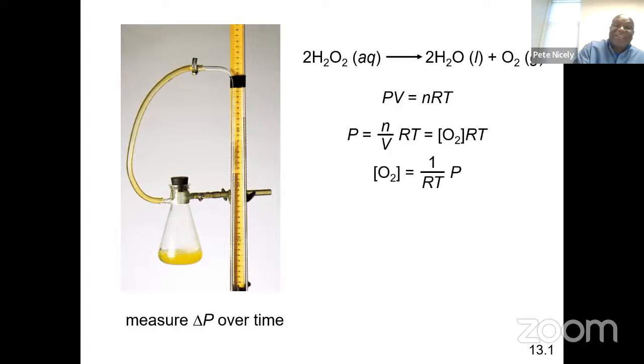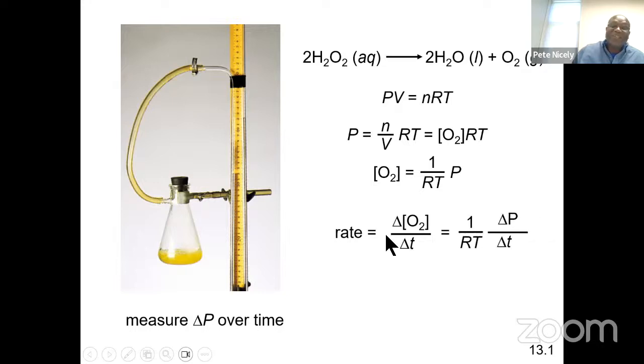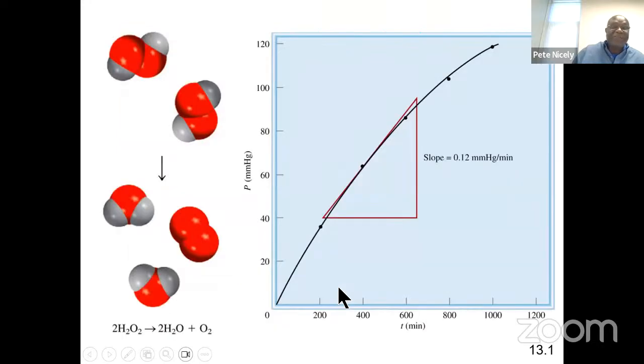In fact, we can calculate directly the concentration of oxygen once we know the pressure by rearranging this equation here to get the concentration of the oxygen. And therefore, we can determine the rate of the reaction based on the change in the concentration of oxygen by monitoring the change in the concentration, or I should say the pressure, over time, right? So basically, this is the relationship between the rate of change of oxygen in terms of concentration and the rate of change of pressure over time, all right? So that's basically how that is done.